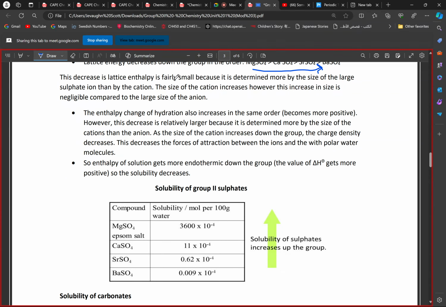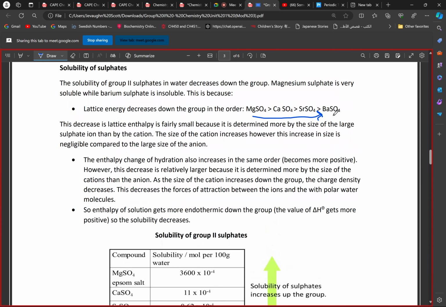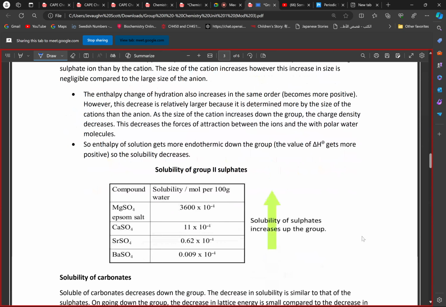So what we're saying is that the lattice enthalpy is fairly small because it is determined more by the size of the large sulfate ion more so than the cation, right? Remember, the size of the ions can be used to determine our lattice energy. We spoke about that in the first marathon. The size and distance of ions determine the lattice energy. But in this case, we have a low lattice energy, because of the large size of the sulfate ion, more so than the cation that we deal with, right?